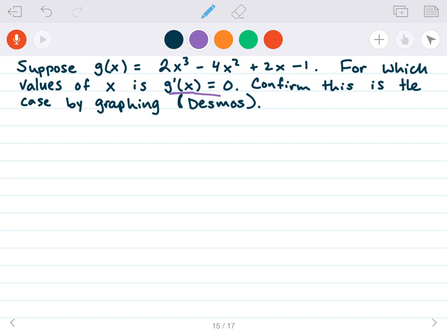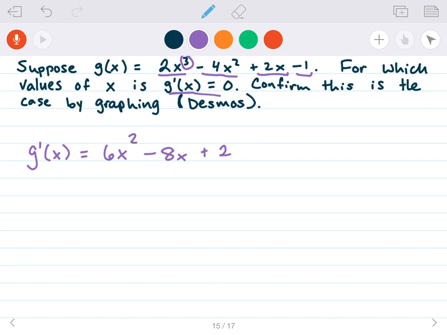We are looking for x values such that the derivative equals 0. So let's find the derivative first. So g prime of x. Again, I'm taking g of x and I'm going term by term. 3 times 2 is 6. X to the 3 minus 1 is 2. Negative 4 times 2 gives me a negative 8 on front. X to the 2 minus 1 is just 1. And then this guy is going to just be plus 2. Minus 1 goes away. All right, so my derivative is 6x squared minus 8x plus 2.